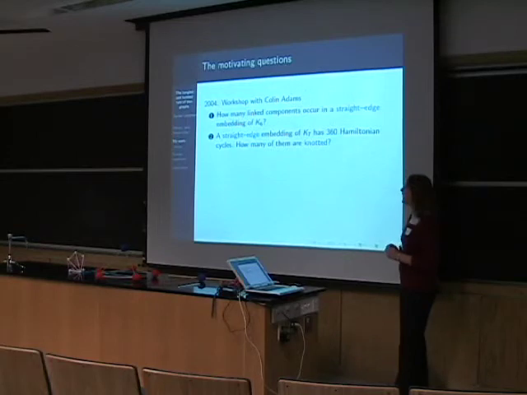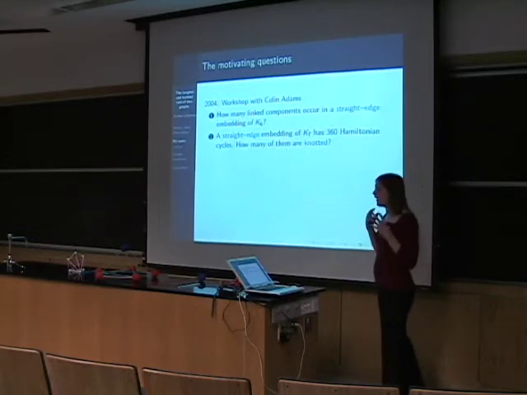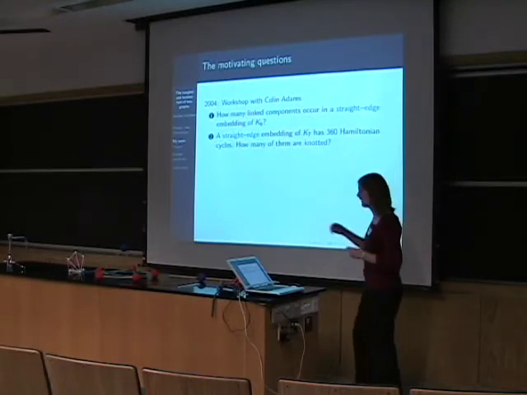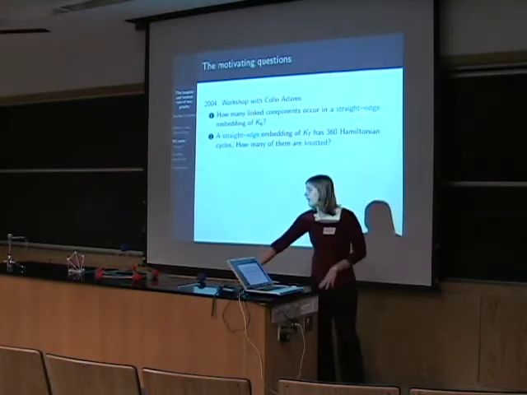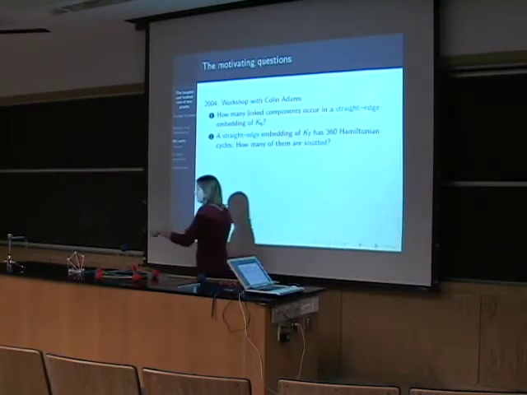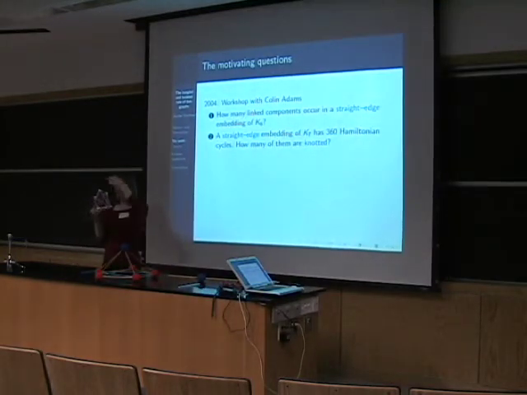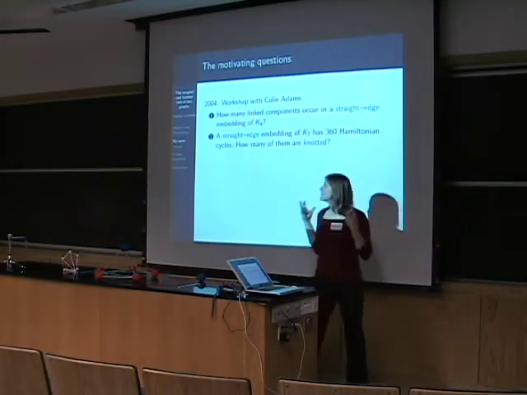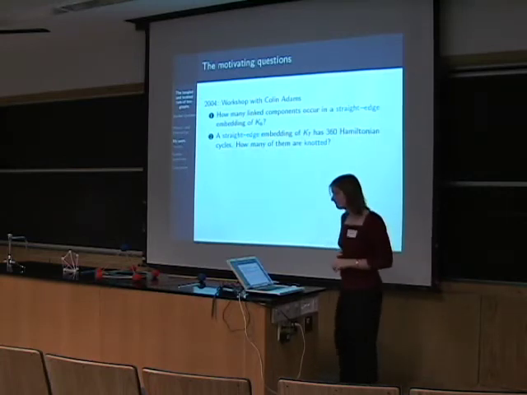A straight edge embedding of K7 has 360 Hamiltonian cycles. How many of them are knotted? So how many knots are there in a straight edge embedding of K7? A Hamiltonian cycle is actually a closed loop that we need for a knot. If we look over here, this is an embedding of K7, kind of small, but if you start at one vertex, you travel along the edges and visit every other vertex, and you return to the one you started at, closing the loop, that's a Hamiltonian cycle. So in every embedding of K7, there are 360 possible knots.